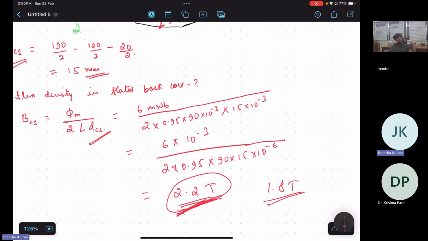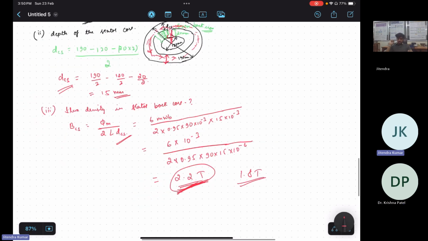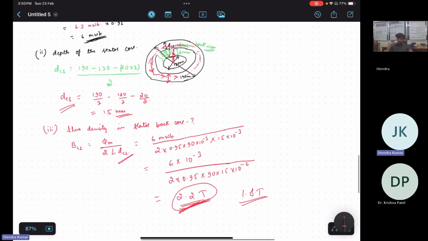But that will lead to higher dimensions of your machine, or higher volume of machine. So we have to trade off. We have to live with it one way or another. But if you really want to compensate on losses, that's one way to go ahead. Okay, great, so that's about it. Any doubt in this whole part?